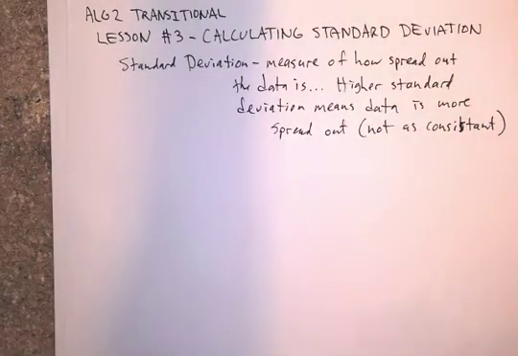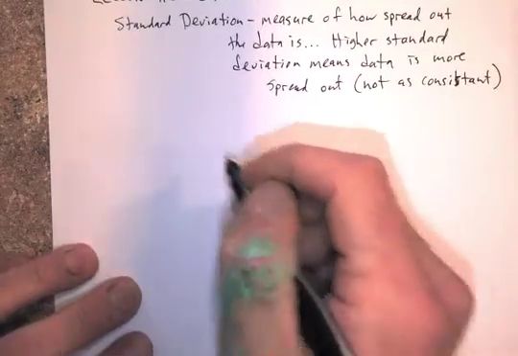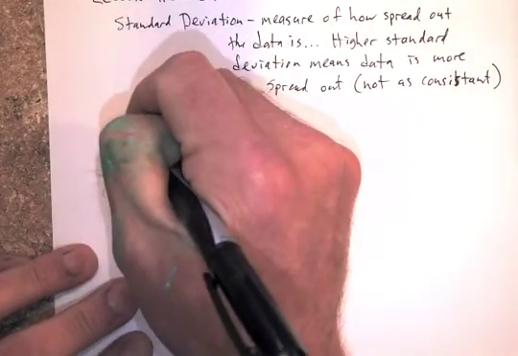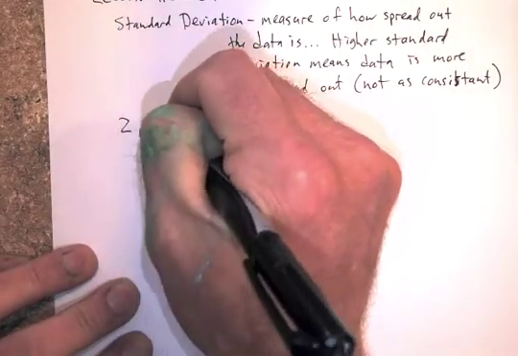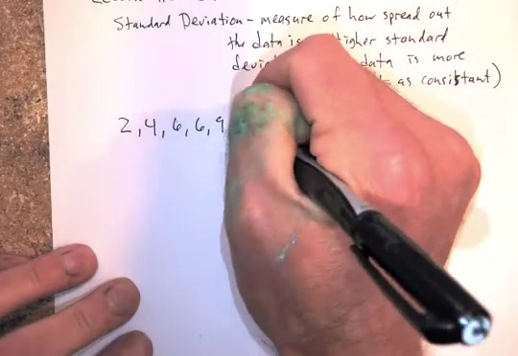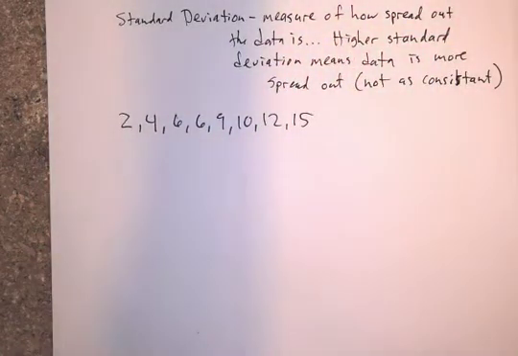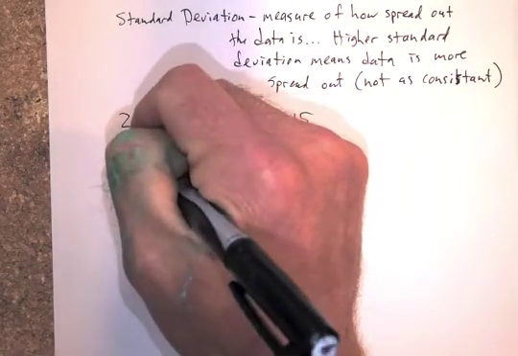It's kind of like IQR. You know, IQR told you how spread out it was. Here's an example of how to calculate it. It's going to look a little complicated, but just try to follow the steps. It's pretty straightforward steps. Here's this list of data. Maybe this is points scored by a basketball player, something like that. Okay? Find the mean, first step.